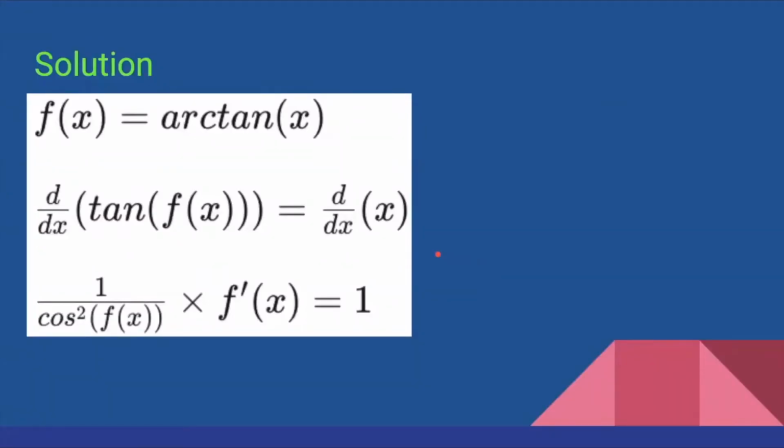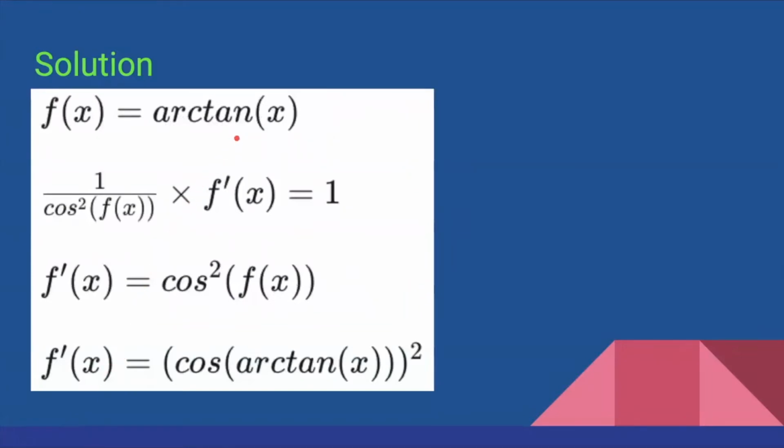Okay, so on the left side, we use the chain rule. So the inside function is f of x, the outside function is tangent of x. And we just saw that the derivative of tangent of x is 1 over cosine squared of x, and we replace the x with f of x, and then times f prime of x. And on the right side, the derivative of x is just 1.